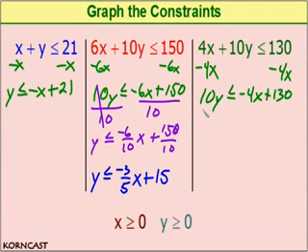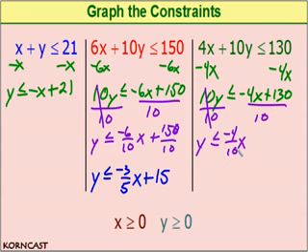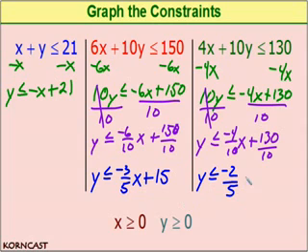Just like last time, I'm going to divide everything by 10. And then I'm going to get y is less than or equal to negative 4 tenths times x plus 130 divided by 10. And then last but not least, I'm going to get y is less than or equal to negative 2 fifths times x plus 13.